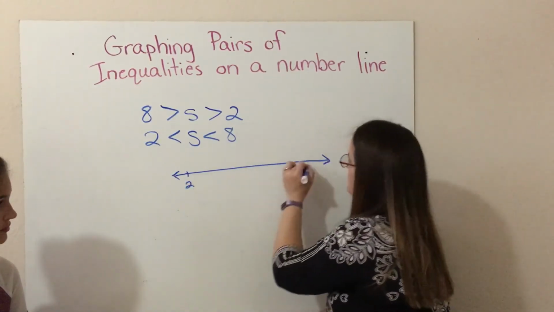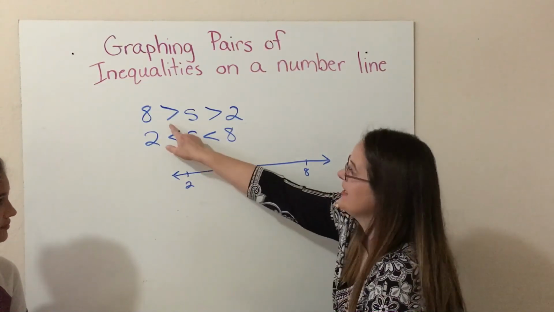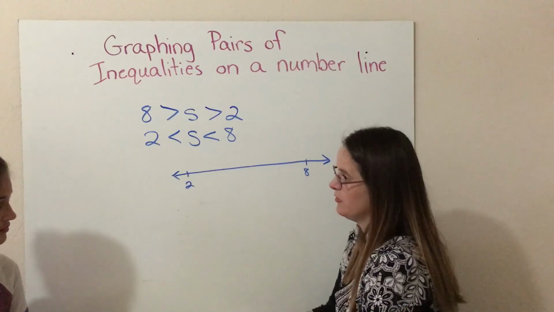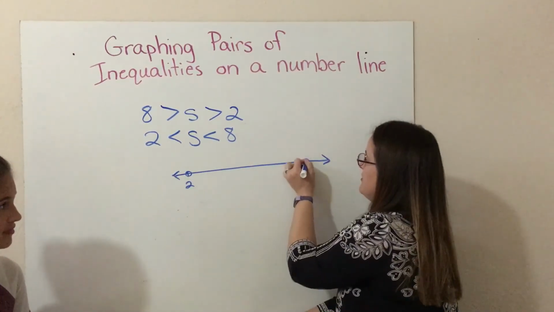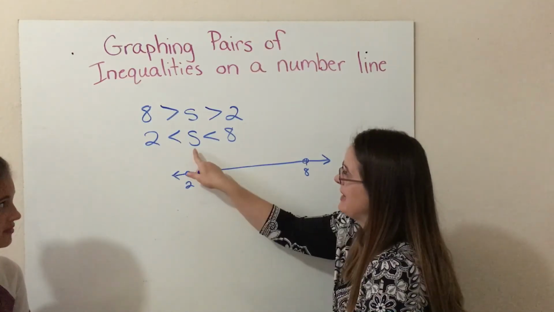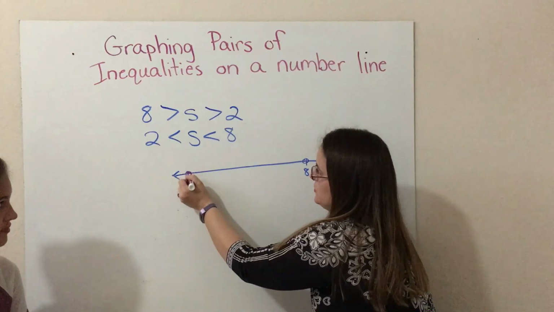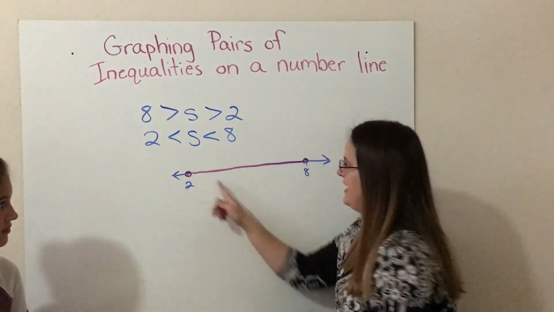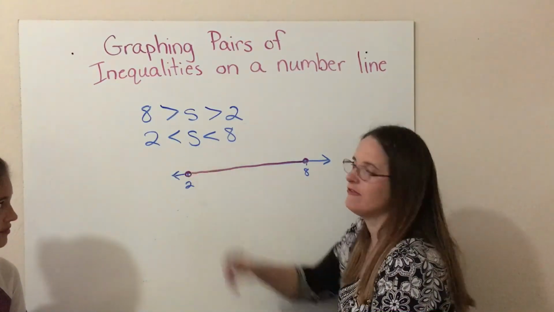I'm going to have 2 all the way to 8. Now, it said nothing about it being equal. So am I going to have a closed dot or an open dot? An open dot. I'm going to have an open dot on both of them. And I know that my S has to fall somewhere in between 2 and 8. So if I graph that, every value in between 2 and 8 is a possible answer for S.